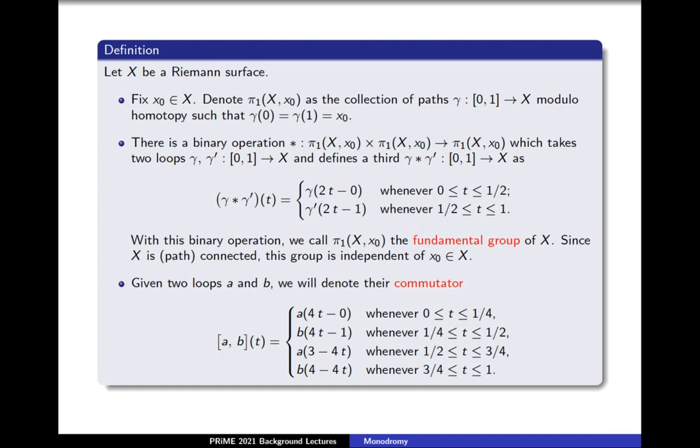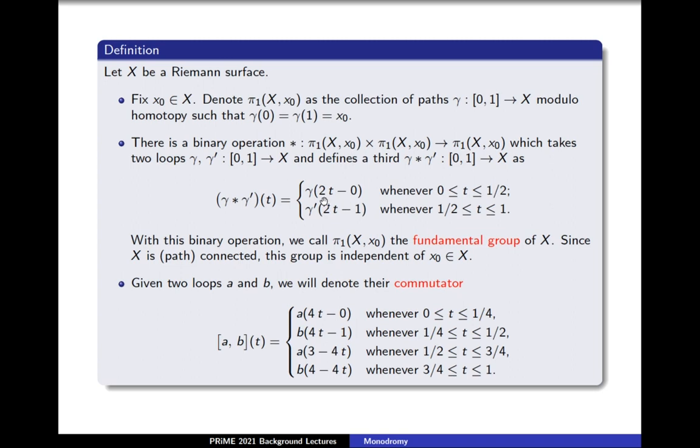Then we can define a binary operation star from two loops to a third loop. So star goes from pi 1 of X comma x naught cross pi 1 of X comma x naught to pi 1 of X comma x naught. And it's defined as follows. Given two loops gamma and gamma prime from the interval into X, we can define a third loop gamma star gamma prime, where gamma star gamma prime of t for t between 0 and 1 is defined by gamma of 2t whenever t is between 0 and 1/2.